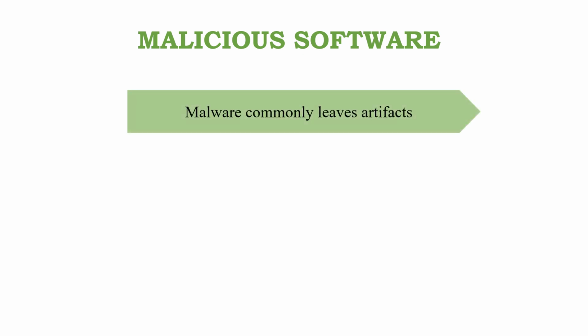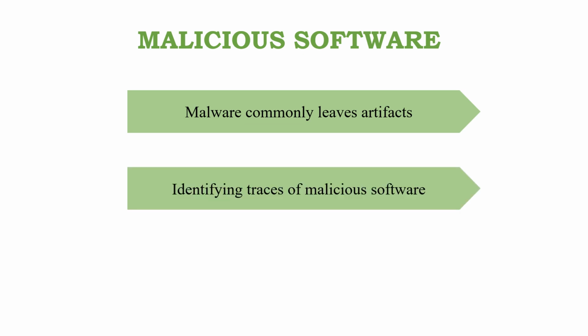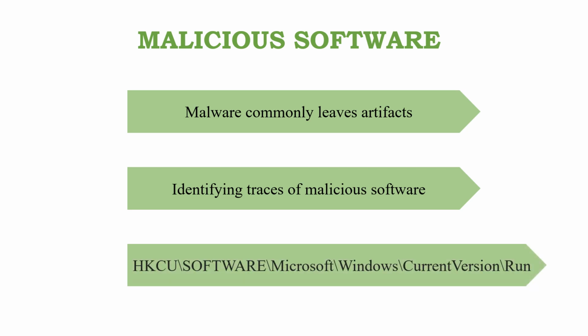Next is malicious software. So the traces of malware are stored under the registry. So the key is helpful in identifying the traces of malicious software, and it is located under the current user's hive in the software key. So this is the location from where you can identify if malicious software is being executed on the system or not.